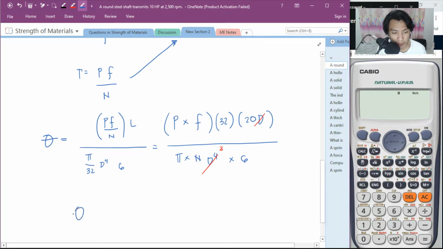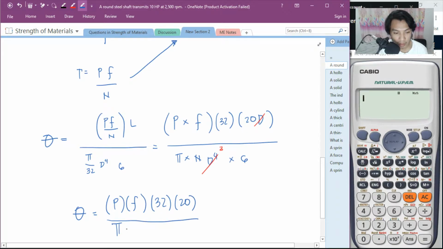Magiging 3 lang to. Ayan. Sinisimplify ko na para sa inyo. Dire-diretso na lang ang solving yan. Mamaya na po kayo magko-convert. P times F times 32 times 20 divided by pi times N d cube times G.